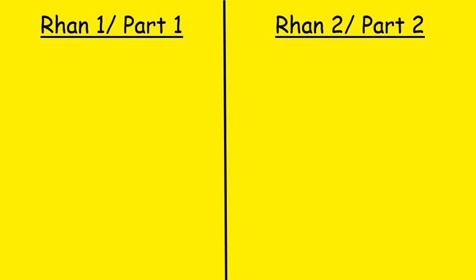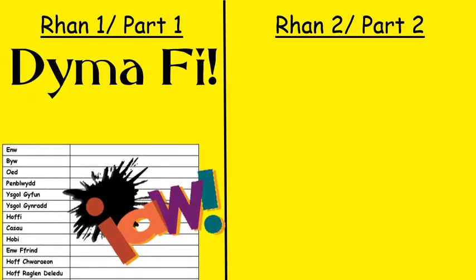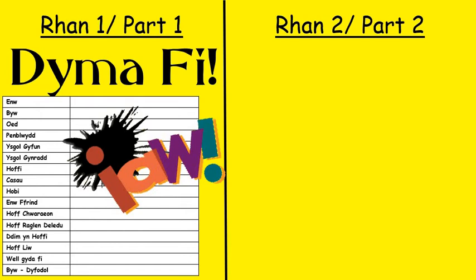For the first part, you are required to talk about Dyma Fi. Dyma Fi was the first topic that we did in the first term, and it included many of the things that are in the table below, like your enw, ble rydych chi'n byw, where you live, oed, penblwydd, ysgol gyfun, ysgol gynradd, and so on.